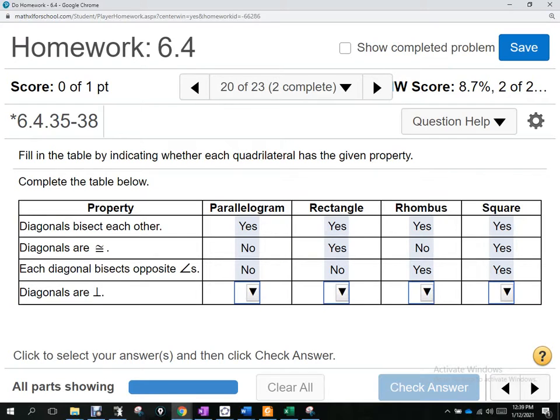Diagonals are perpendicular. Does it happen in a parallelogram? No. Does not happen in a rectangle. It's only a feature for rhombuses, but since it's a feature for rhombuses, it's also a feature for squares.